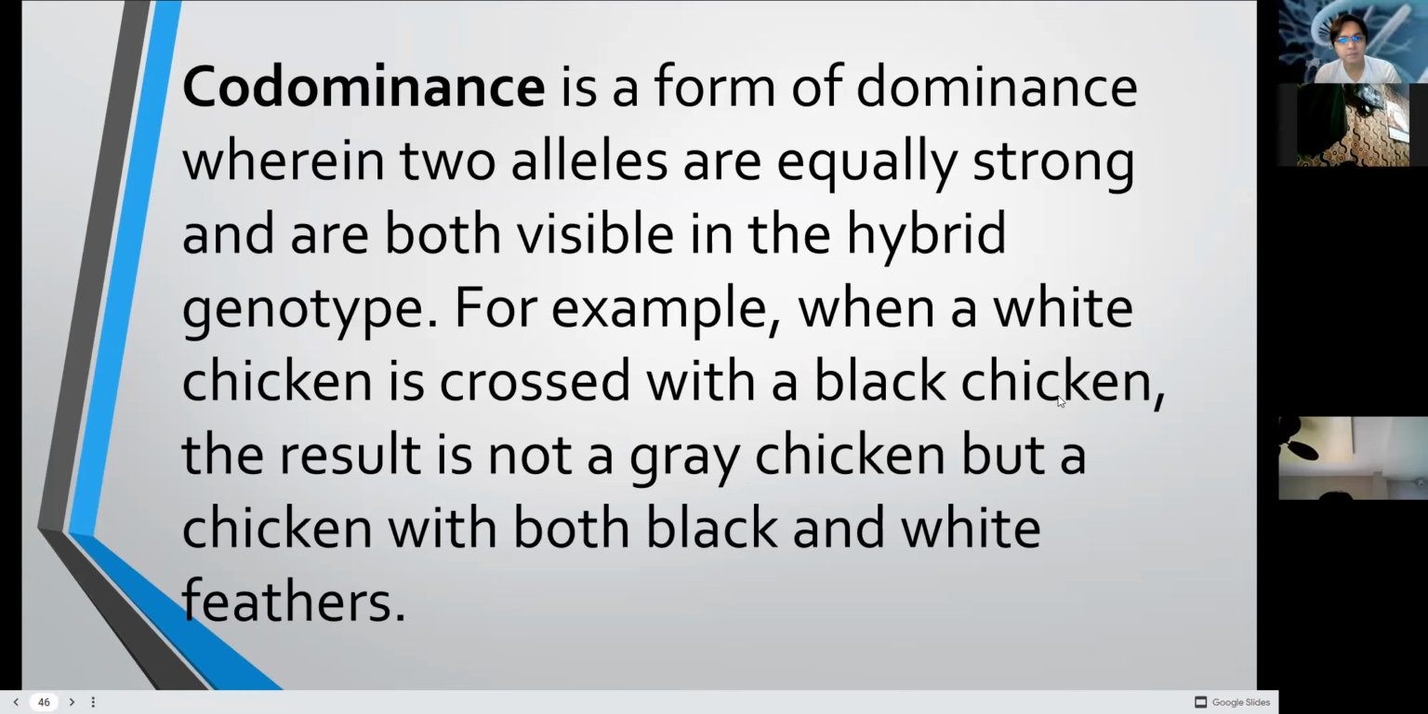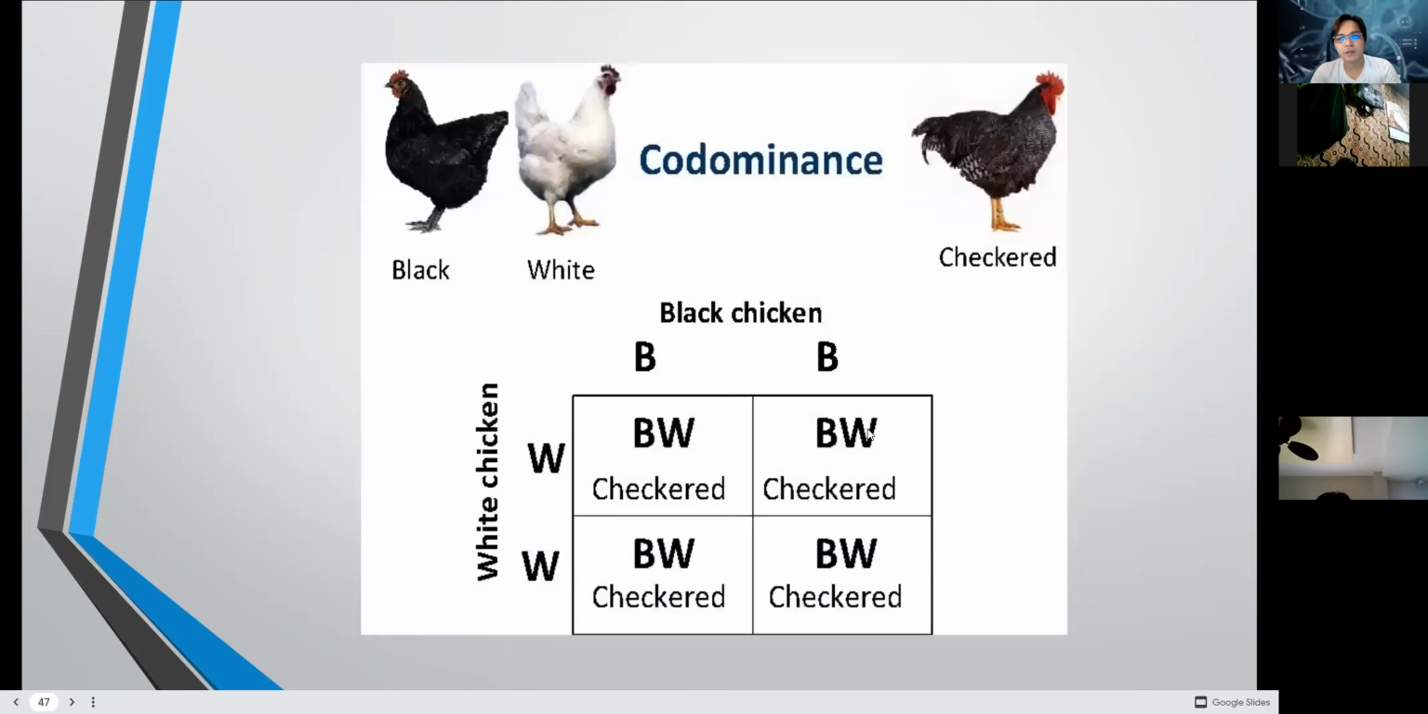the hybrid genotype. So, for example, if we cross a white chicken and a black chicken, the result is not gray. Why? It is a chicken with both black and white, because the two alleles are equally strong, they manifested on the progeny, just like this one. We cross white and black chicken and the result is checkered. So you can actually observe the black and the white in the progeny. If you observe the white and the black in the progeny, which the parents are carrying, it is codominance.